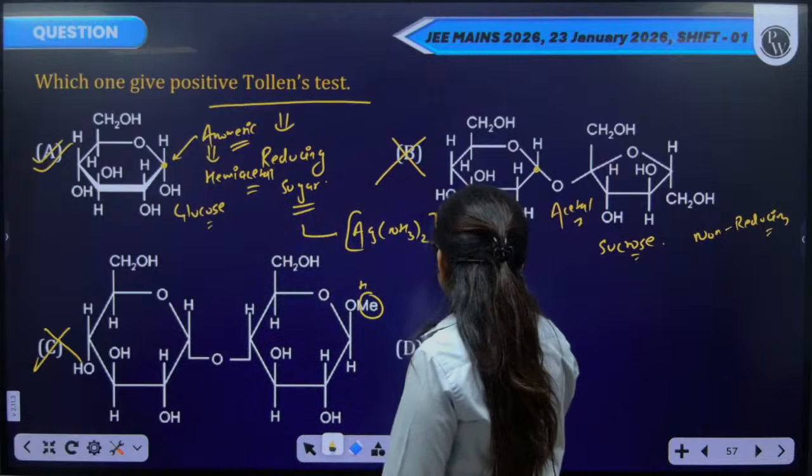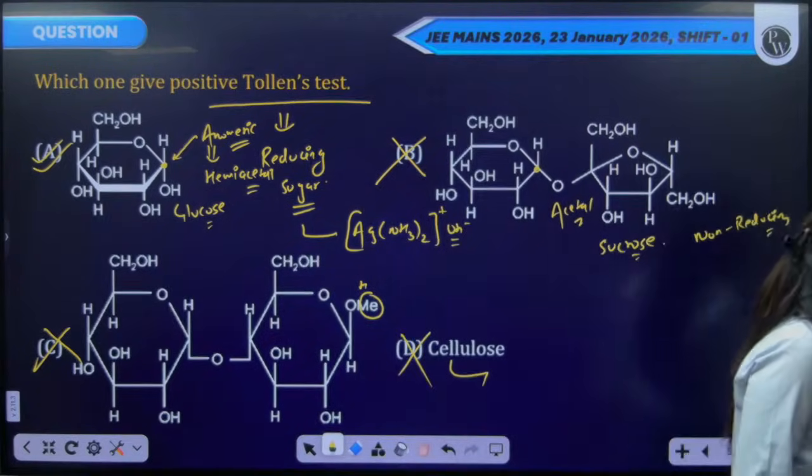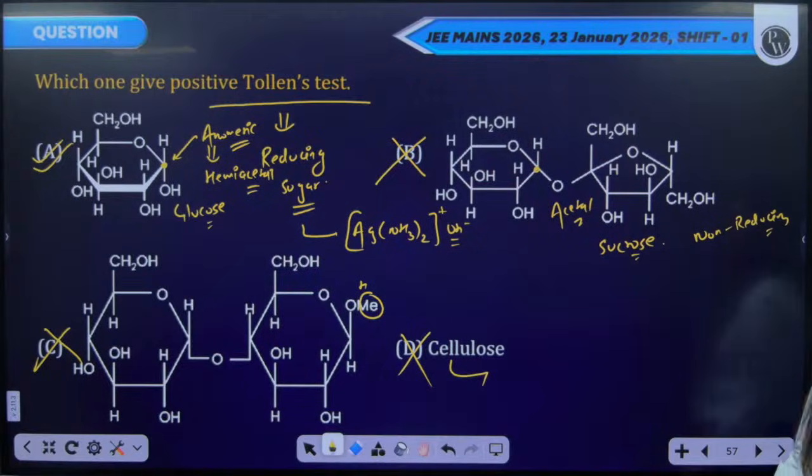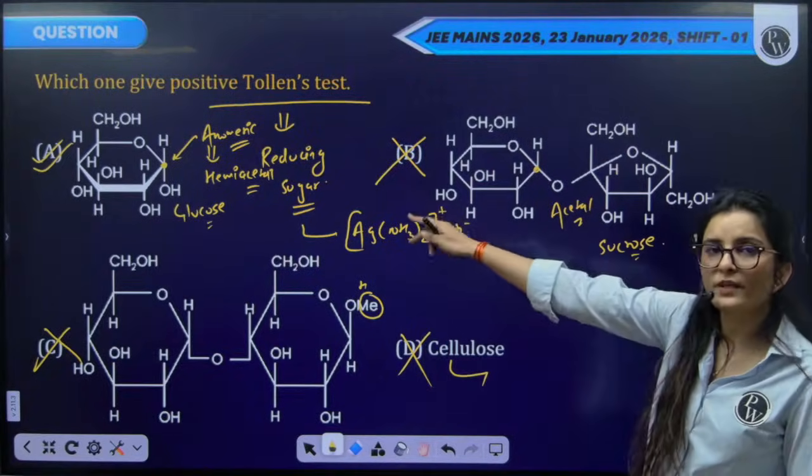And this is a polysaccharide, they generally don't give a positive Tollens test. Okay, so according to me, A should be the correct option.